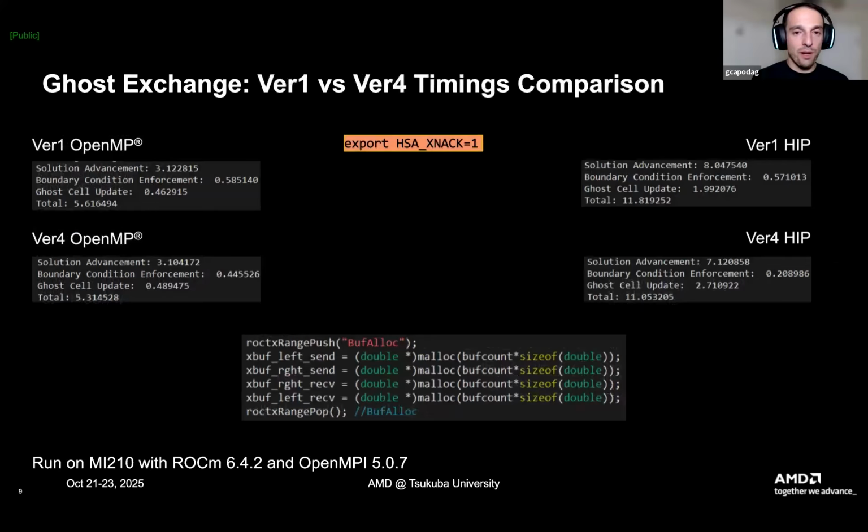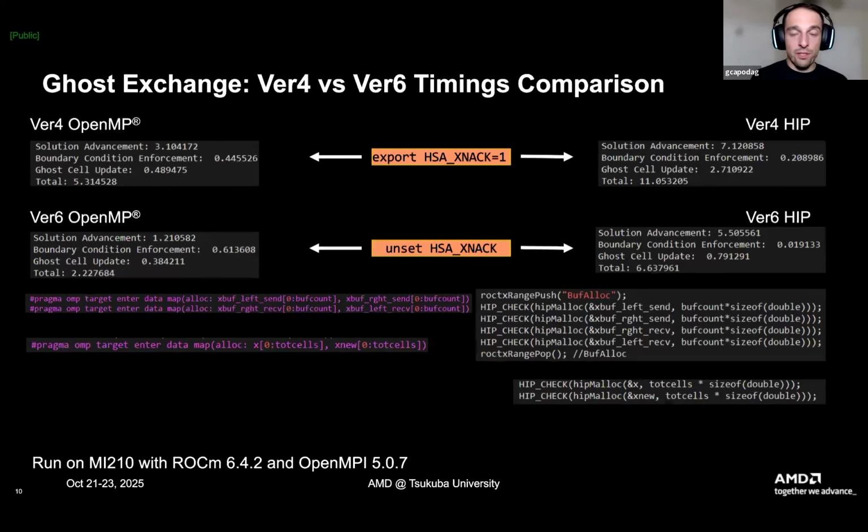Yeah, so for comparing version 1 to version 4, version 4 was the one where the MPI buffers were allocated once and for all at the very beginning of the simulation, instead of every time a halo exchange was done. And so there is a bit of an improvement that's kind of the same for OpenMP and HIP. You see, this simulation ran for a short period of time, just 5 seconds. So the improvement is not super big, even though it is kind of noticeable.